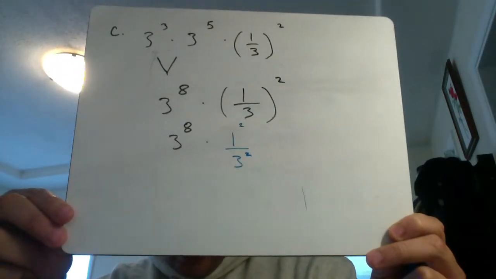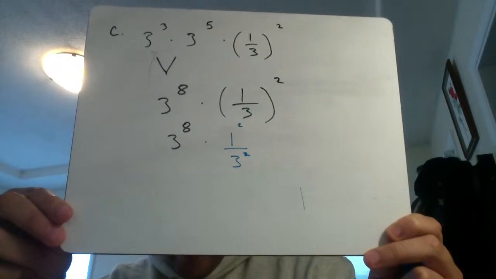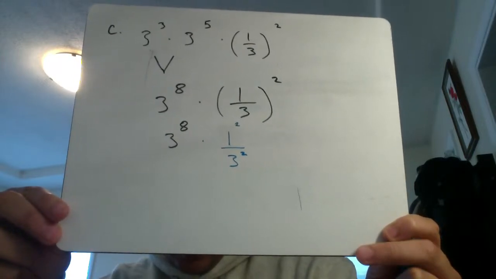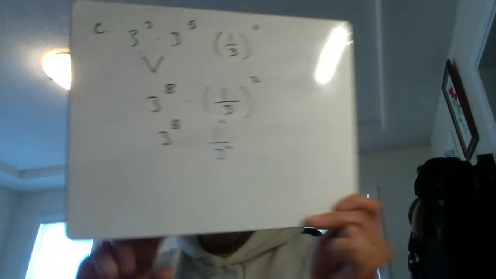All right, that's how we simplify that. And then we know 1 squared is 1. So we can just say this is 3 to the eighth times 1 all over 3 squared.